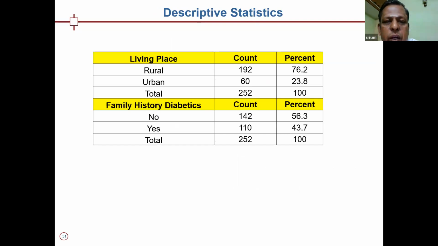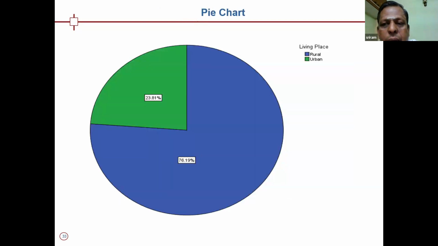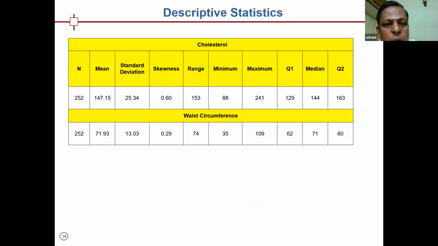So living place is one of the cause factors. But you don't have an outcome here. Living place is rural, how much, and you just do some descriptive statistics on it. You think of this as a cause factor for diabetes: family history, living place. You can show that visually as a bar diagram here, and sometimes you use a pie diagram for living place, rural and urban. And if it is a quantitative variable, you can show the descriptive statistics.